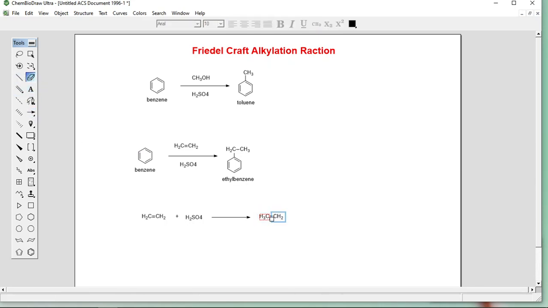Double bond breaks into plus H minus as a byproduct.